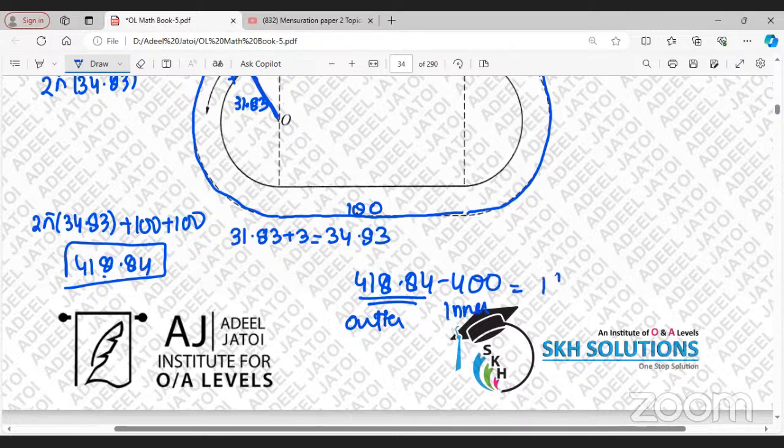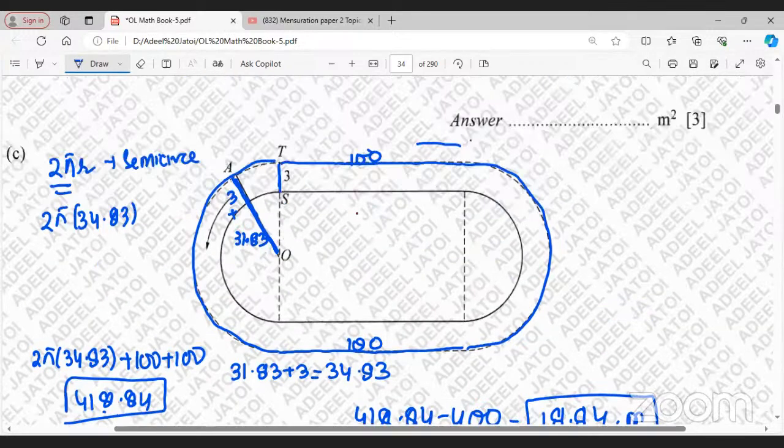This is your inner perimeter. And we subtract it, we have 18.84. So 18.84 meters is basically the distance of what? TA. That means this particular arc is 18.84 meters. Because the difference is the only difference that is there. One racer will be here, the other racer will be here. And the difference between that comes with the help of the outer perimeter.